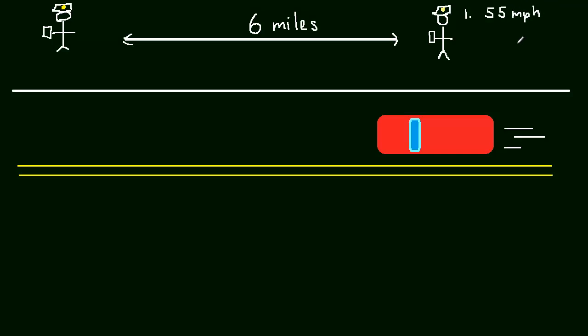So cop one says, okay, he checks out. Good to go. And then 3 minutes later, cop two radars him and he's going 50 miles an hour. So cop two says, okay, good, you check out.